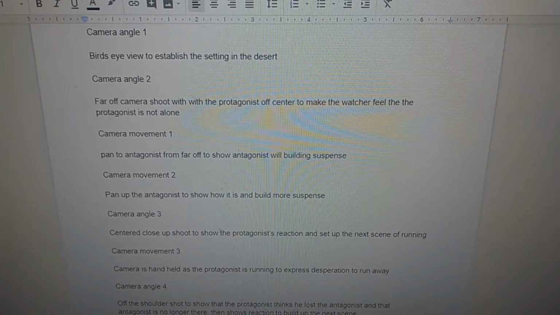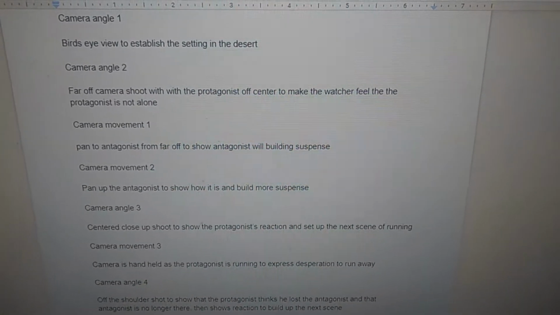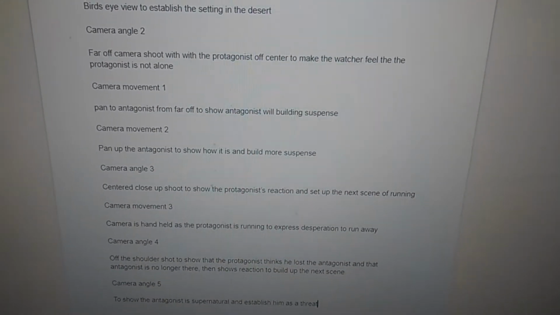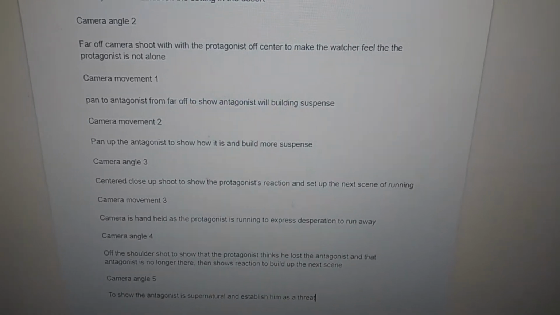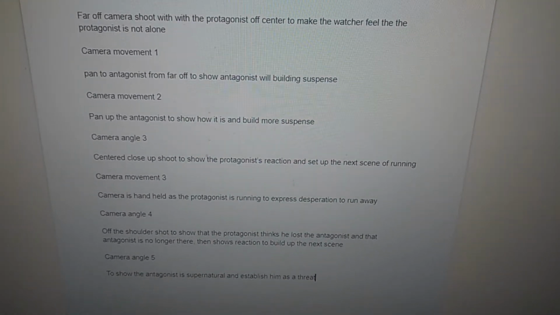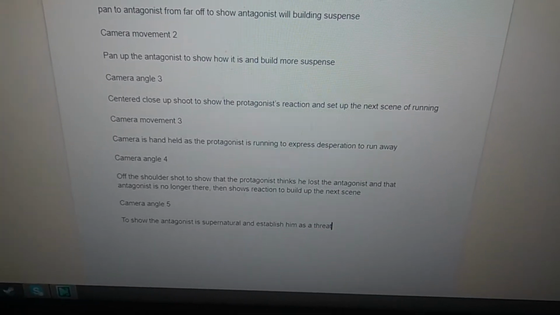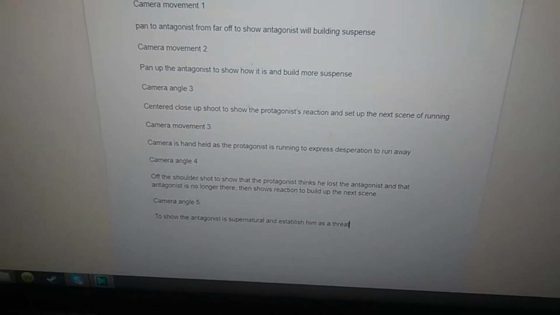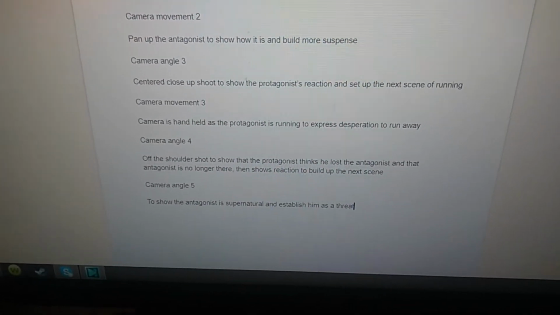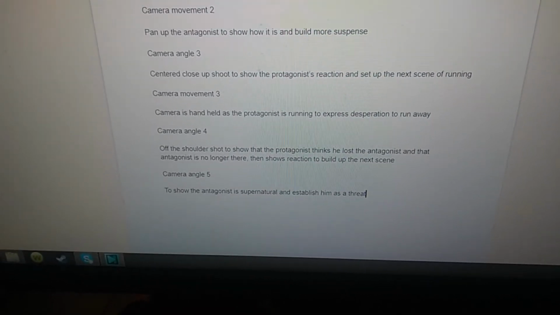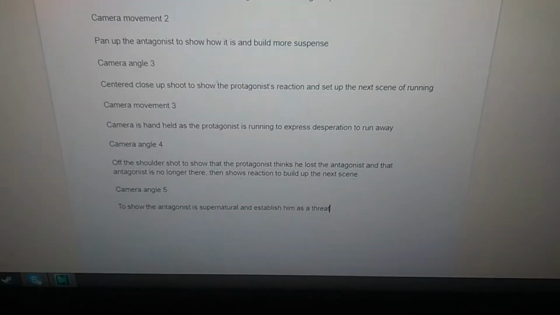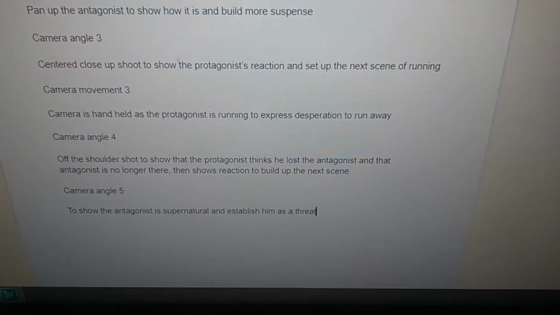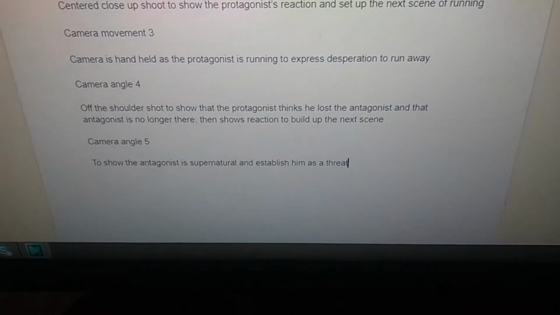A far-off shot with the protagonist off-center to make the watcher feel the protagonist is not alone. The camera movement: the pan of the antagonist from far off to show the protagonist while building suspense. Camera movement 2: pan up the antagonist from leg to head to show off the antagonist and build up more suspense. Camera angle 3: center close-up shot to show the protagonist's reaction and set up the next scene of running.